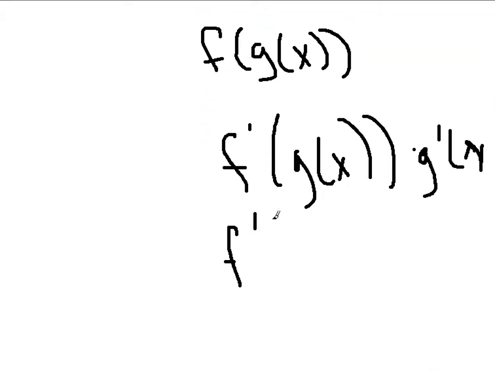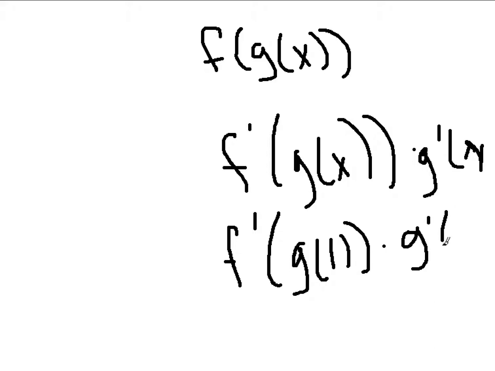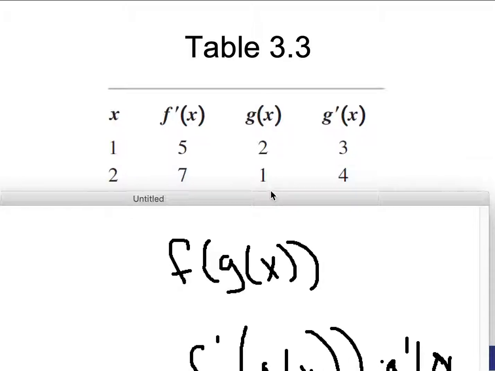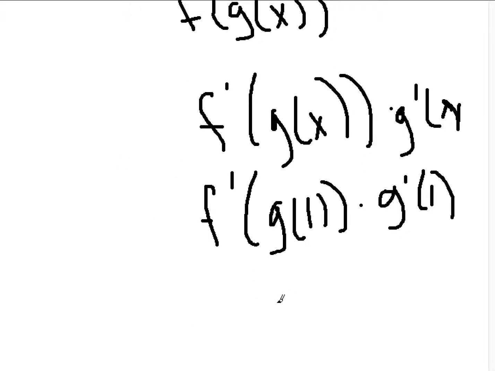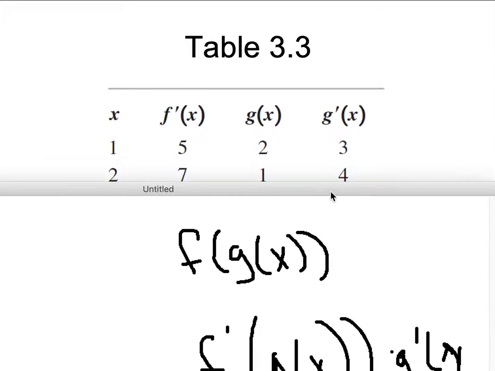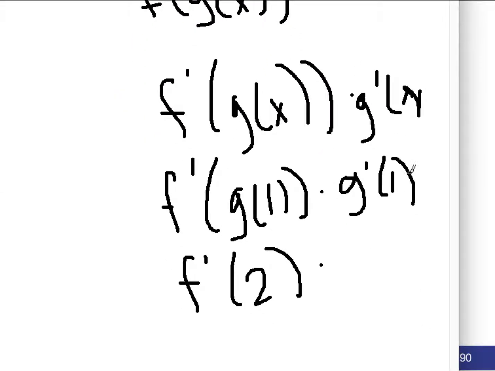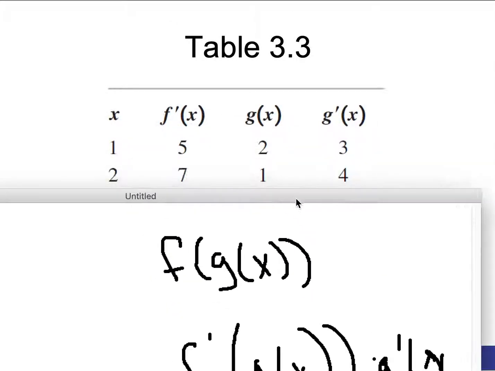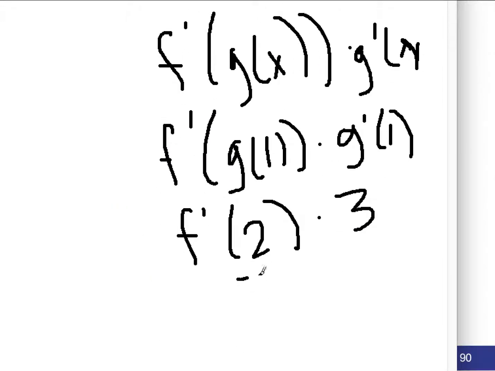So let's say I have this situation. I'm wanting to evaluate this at 1. So I'm going to go into my table and say, okay, what is the g of 1? Well, the g of 1 is 2. So this would be f prime of 2 times the g prime of 1. So g prime of 1 is 3. Then I'm going to go into my table. What is the f prime of 2? It is 7. So I get 7 times 3, which is 21.